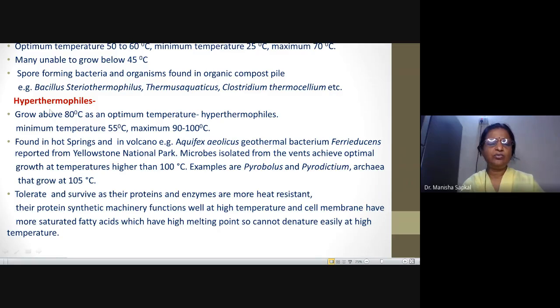Now there is another group, hyperthermophiles. Hyper means again very high temperature. Here, up to 70 we call organisms thermophiles. Beyond 70, some organisms can grow up to 100 degrees. Those are hyperthermophiles. They grow above 80 as an optimum. Their optimum is 80, their maximum is 100 and their minimum is 55. Below 55 they cannot grow. At 100 they can grow.